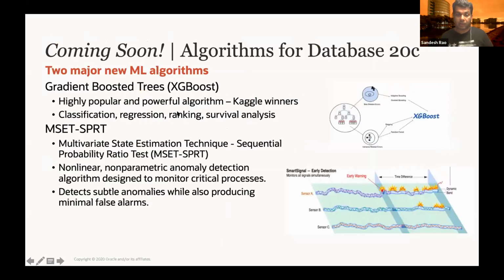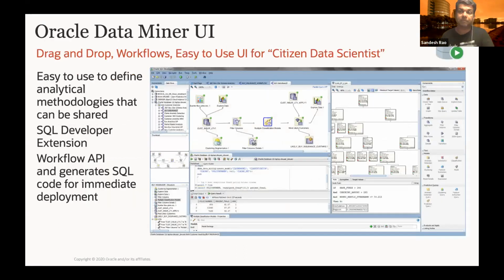2 new algorithms are coming in. One of them is XGBoost, and the other one is MSET-SPRT, which stands for Sequential Probability Ratio Test. Now forget that one. Don't care about what it is. Remember what the second one does. The first one is very good for classification, regression, ranking. If you have any of these problems, XGBoost is very popularly available in all packages. Whether you use scikit-learn, TensorFlow, or Oracle ML, it's available everywhere now. MSET-SPRT is something more specific to Oracle, but this is our implementation of SPRT. What it basically does is anomaly detection, and it detects these anomalies without producing false alarms. That's important. So the quality of the algorithm in terms of how it handles false positives is much, much better as compared to the other algorithms in this category. I mentioned the Data Miner UI that's part of SQL Developer.